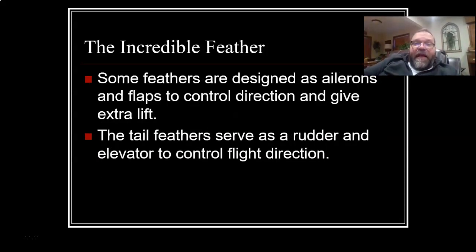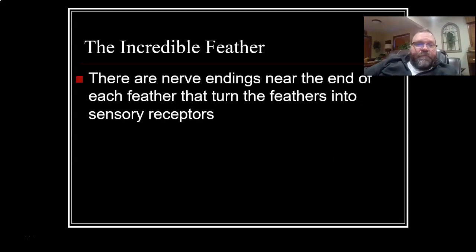Some feathers are designed as ailerons and flaps to control direction and give extra lift. So in other words, kind of like rudders that help steer. Tail feathers are used like the rudder and elevator to control flight direction. That's how they can go left, right, back and forth, bob and weave in and out. The feathers help give direction to where they're going.